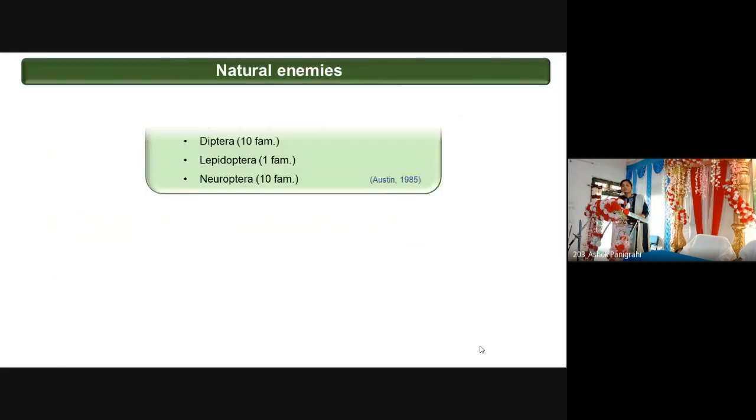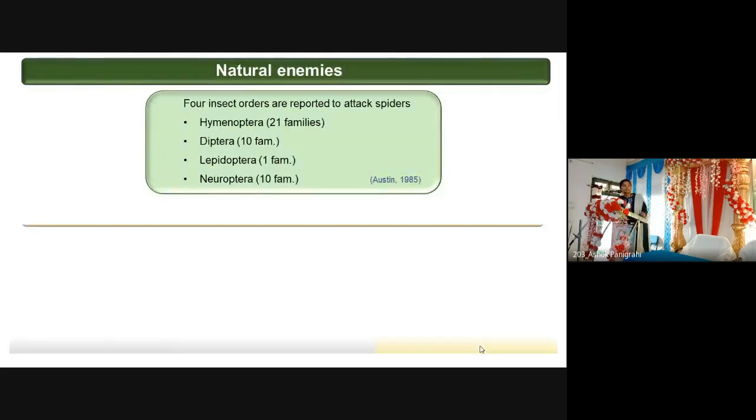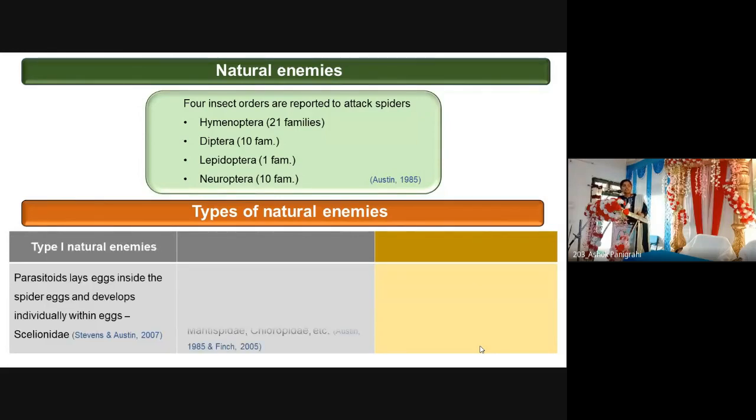Before coming to that, I wanted to explain what the natural enemies are. Four different kinds of natural enemies are there: Hymenoptera, Diptera, Lepidoptera and Neuroptera. These are the orders that act as natural enemies attacking spiders. There are three broad categories of natural enemies: type 1, type 2, and type 3.